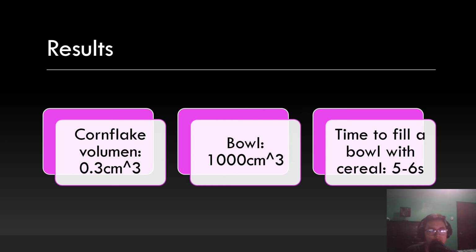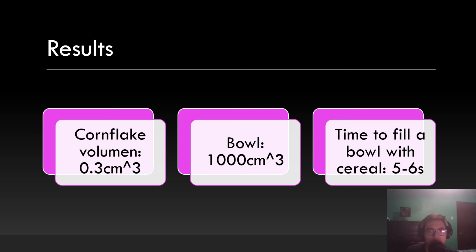For this, I made some marks over the bowl to know when a centimeter was completed. I took different times, and those times were the average for each centimeter. At this point, we can know how much time it takes to fill a bowl of 1000 cubic centimeters with over 3000 cornflakes.